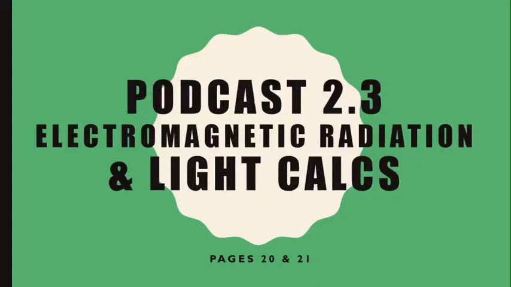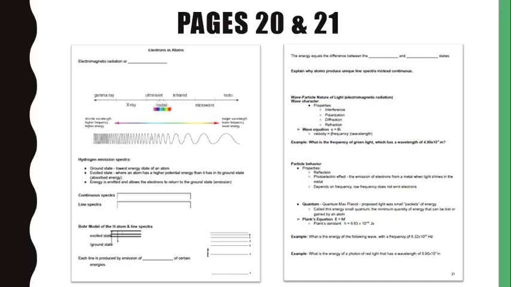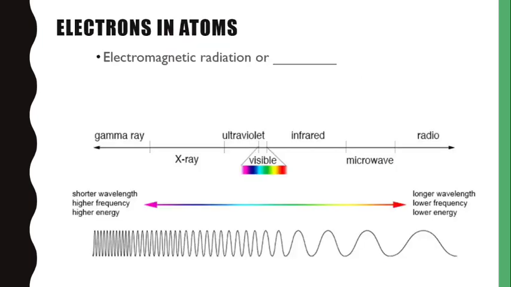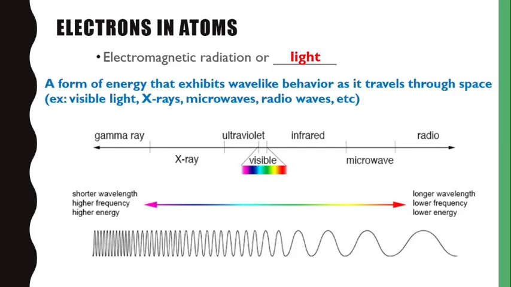All right, in this, our last podcast of Unit 2, we're going to be talking about electromagnetic radiation, what it is, mostly on page 20, then how to do some calculations for it on page 21. As we get started, the simplest way to think of this electromagnetic radiation is just a form of light. Normally, we just think of light as the visible portion of this spectrum, the colors that we can see that light up the room, but there are lots of other types of electromagnetic radiation.